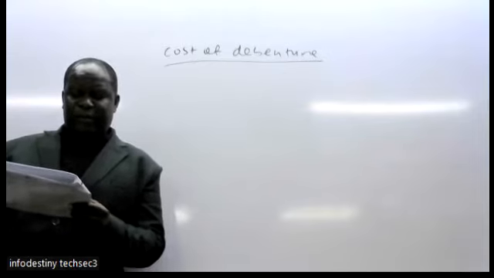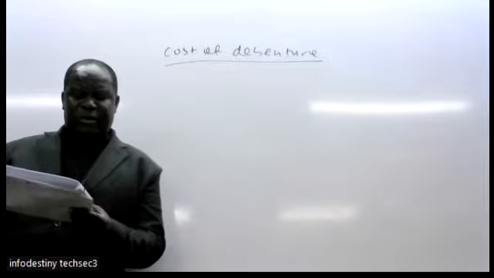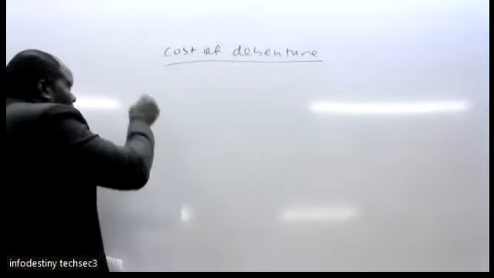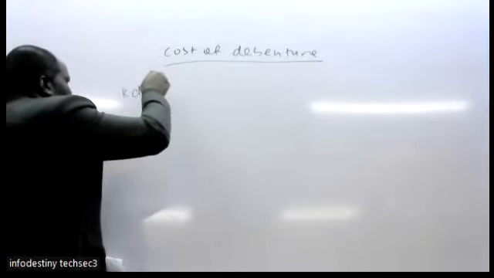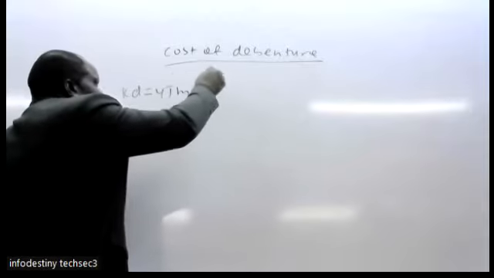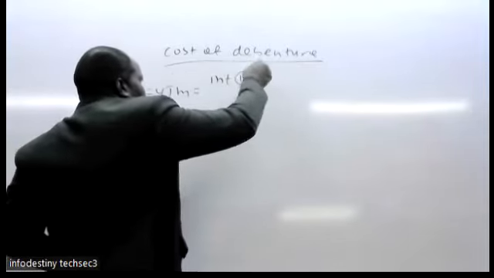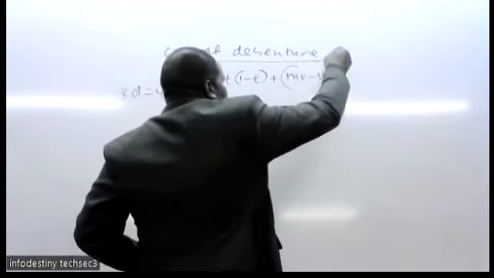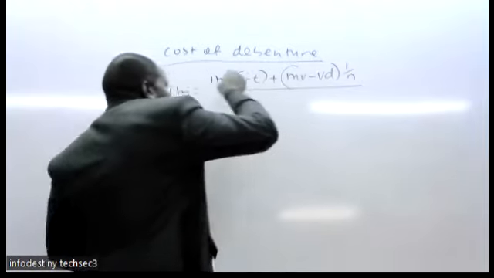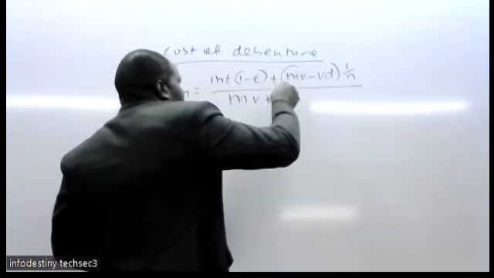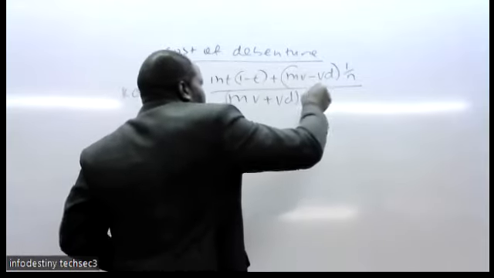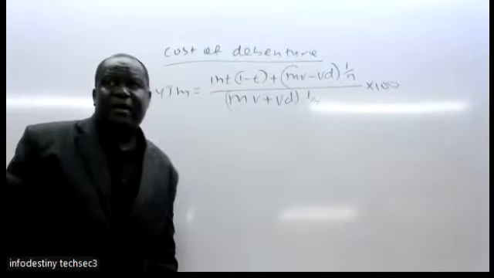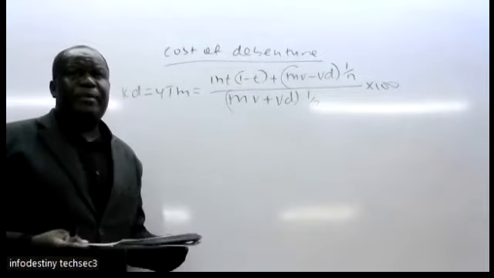The par value of each is 100. The debenture will mature after 10 years. So we calculate the yield to maturity. Our Kd is given by interest times (1 minus the tax), plus (maturity value minus the current value) divided by the number of years, all divided by (maturity value plus the current value) over 2. Then we express it as a percentage.